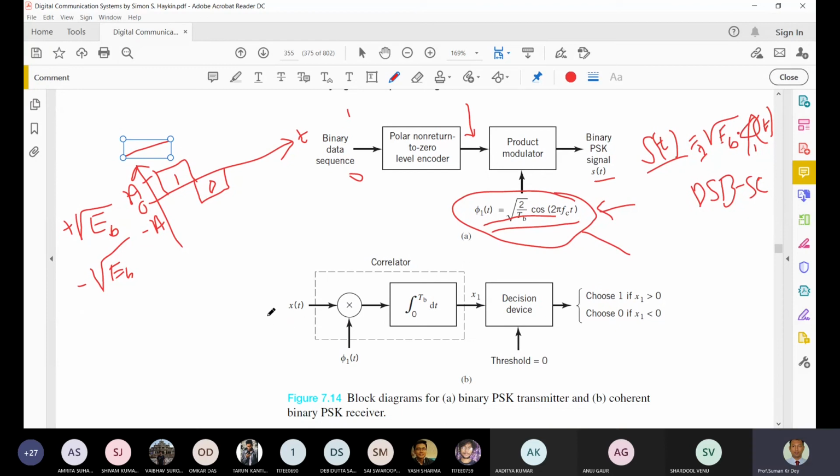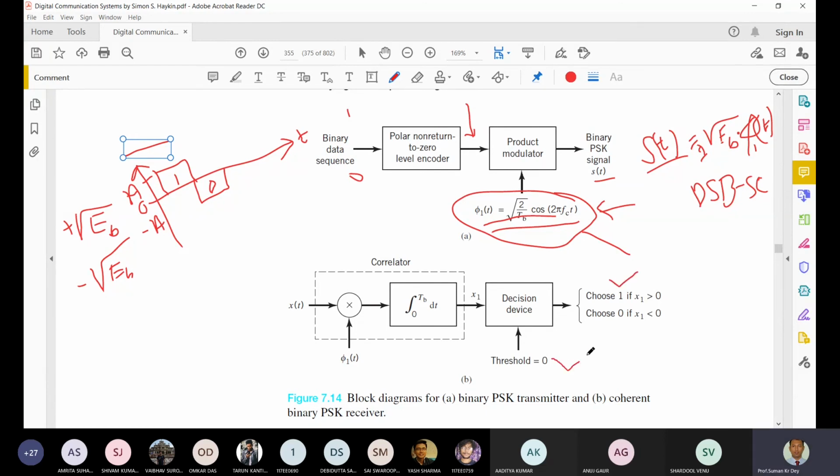So first, whatever signal we receive, this is the received signal. It is multiplied with the locally generated basis function phi1(t), and if we do the integration, this whole thing gives us the correlator. From the correlator output we get the different elements of S1 value, and if we put that correlator output to the decision device, then we'll get the corresponding output.